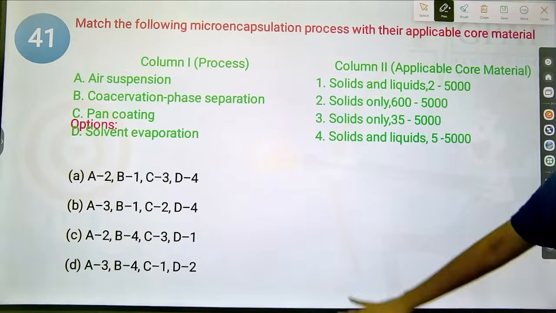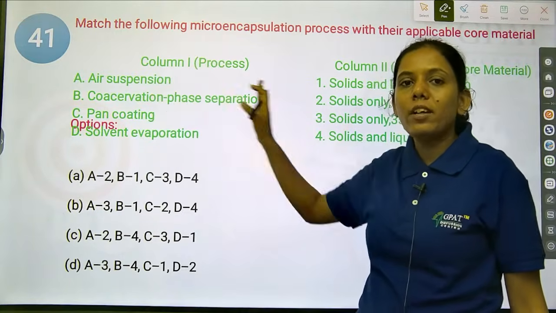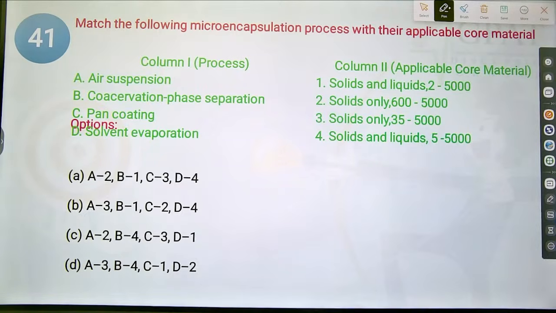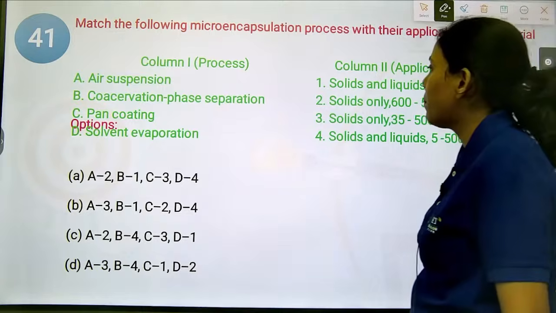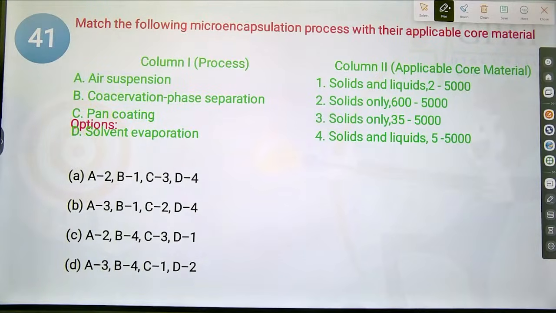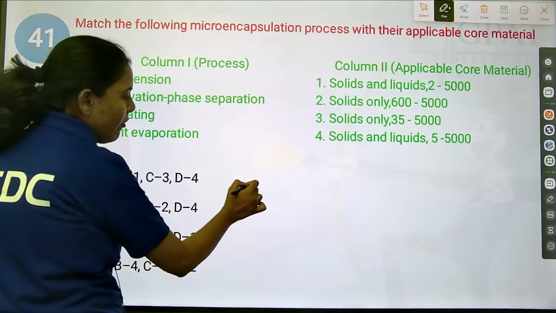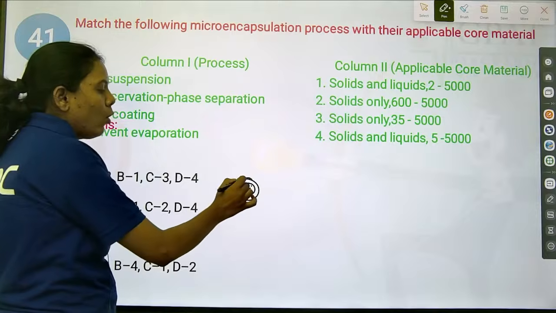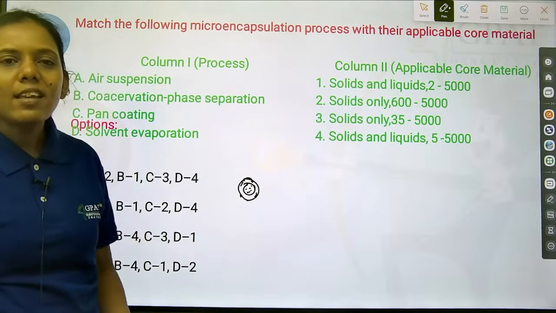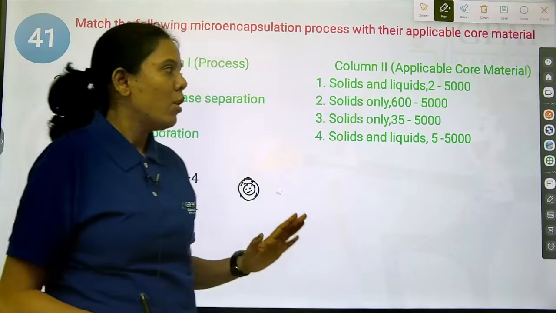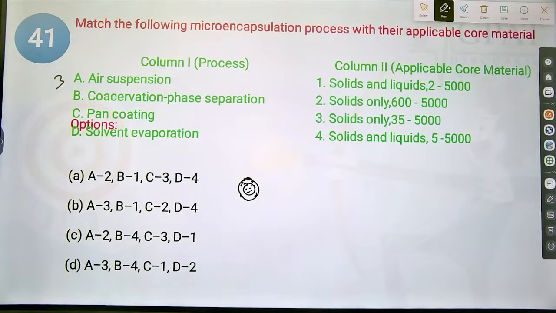Now you have to match. These are the microencapsulation techniques. Depending upon the technique, you have the specification for that technique. So you have to match column 1 with column 2. Now let's see air suspension. The air suspension method is for the solids. It will have a core material size of 35 to 5000. Basically there is a core material which is to be coated. It can be drug particle, granules or something, and there will be a coating material. Many reasons are there why we go for this, like if you want controlled release, if you want to protect the drug and so on. So air suspension is for the solids only, 35 to 5000.